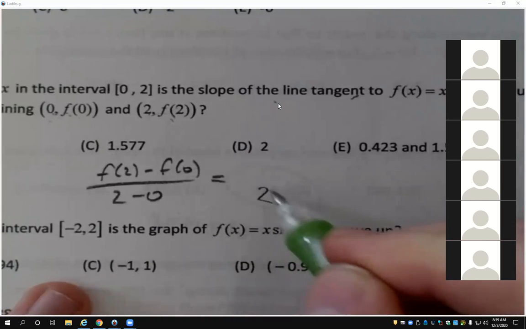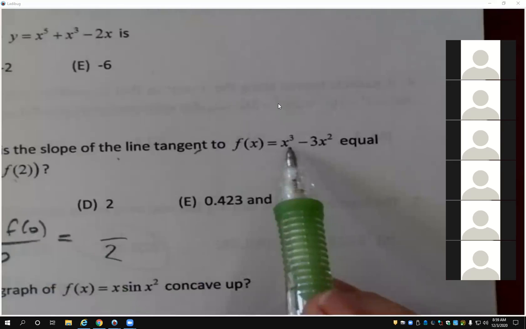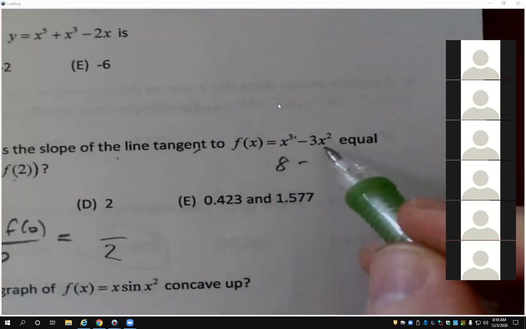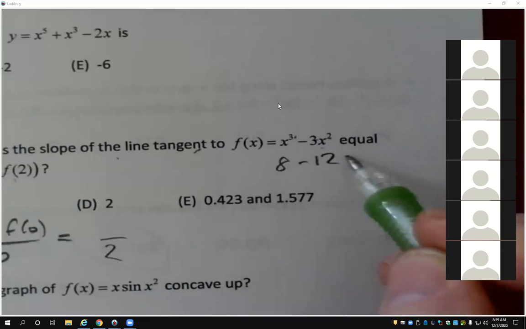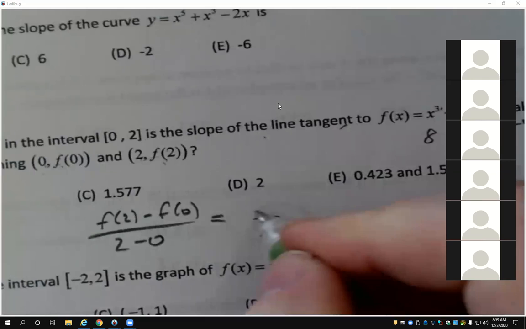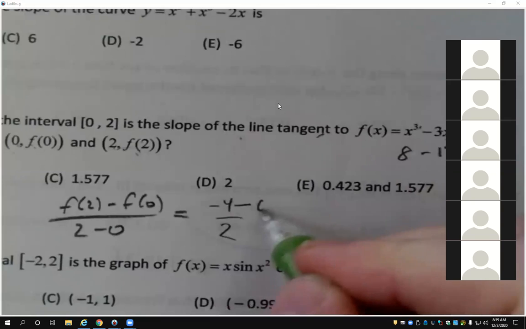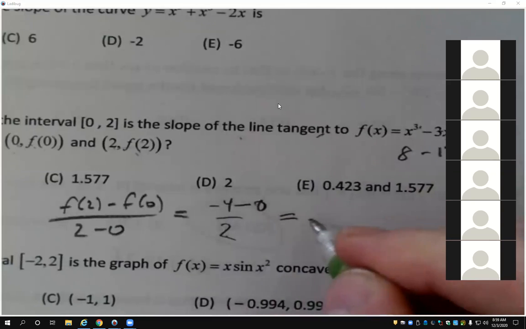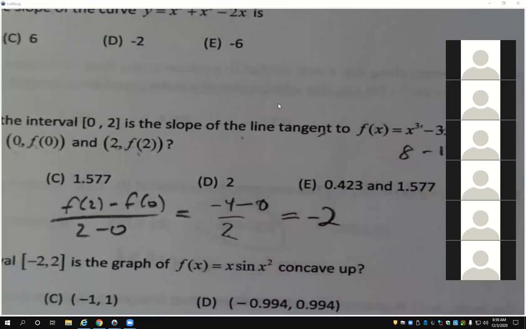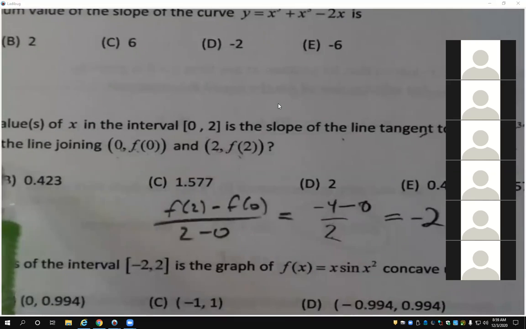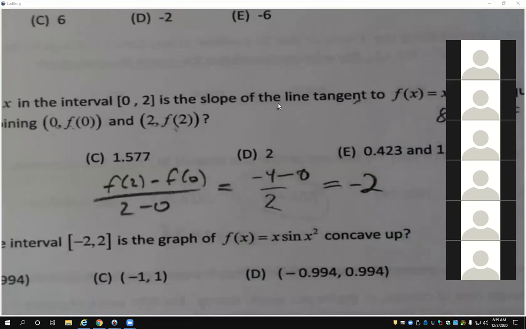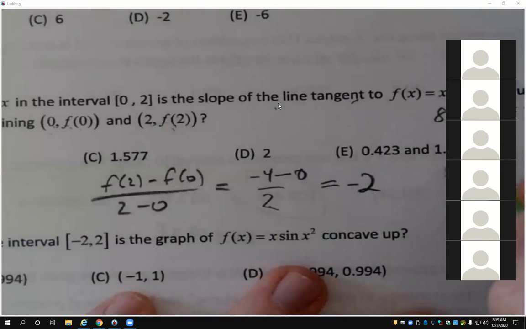First of all, we know 2 minus 0 is 2, so that's in my denominator. f of 2 is plug a 2 into this. Like I said, I'm going to do it in my head. 2 cubed is 8. 2 squared is 4 times 3 is 12, and 8 minus 12 is negative 4. So this is going to be negative 4 minus f of 0, which is 0. Plugging a 0 into that, we get 0. So negative 4 divided by 2 is negative 2. That is the slope of my secant line. The question is, when is the slope of the secant line equal to the slope of the tangent line? So it's asking me, when does f prime equal negative 2?